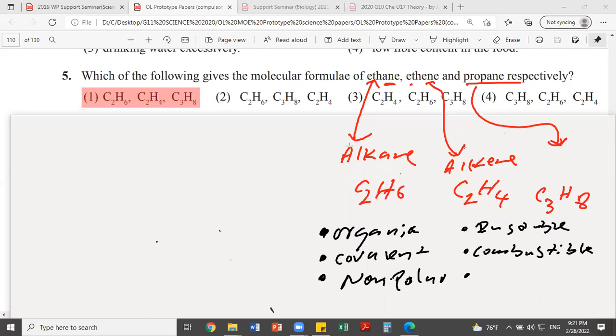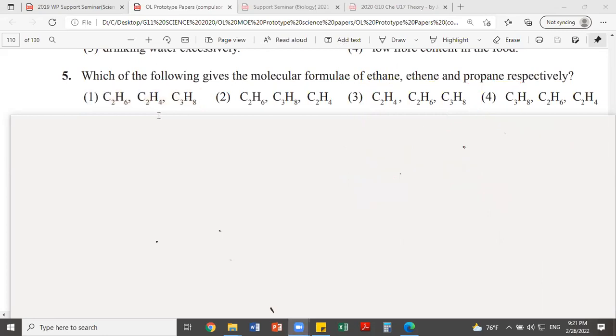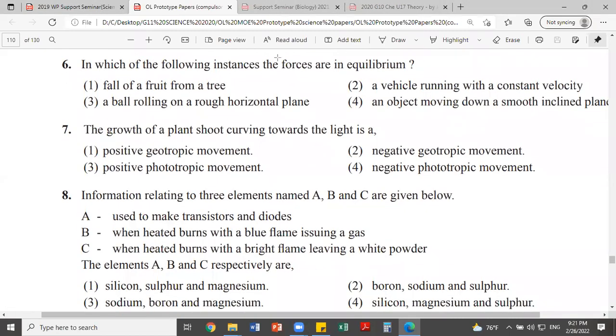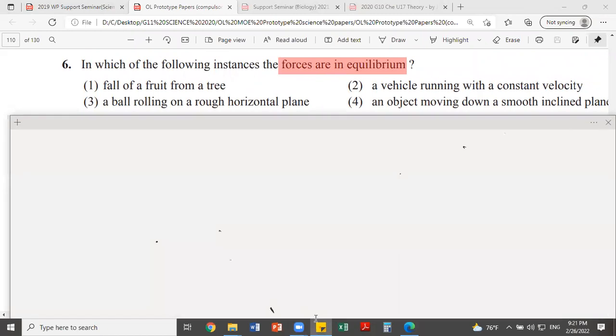Okay, let's move on to question number 6. I'll erase the screen. Answer is first. Question number 6, any volunteers? Forces in equilibrium. In which one are the forces in equilibrium? Those who have not got the printout, right? This is from the prototype paper from the Department of Examination 2016, compulsory subjects. I'll ask the answer from Abdullah.